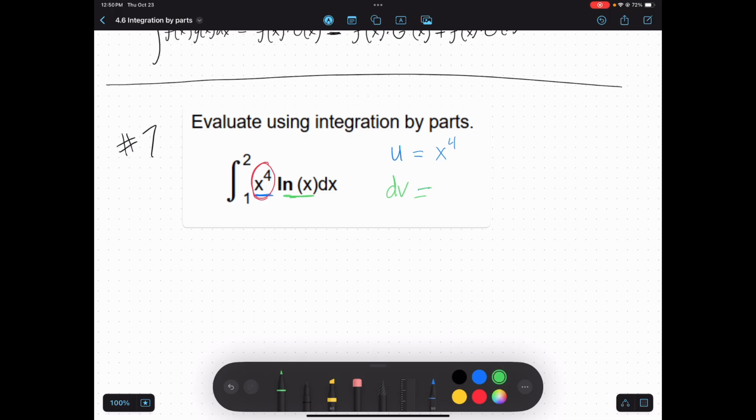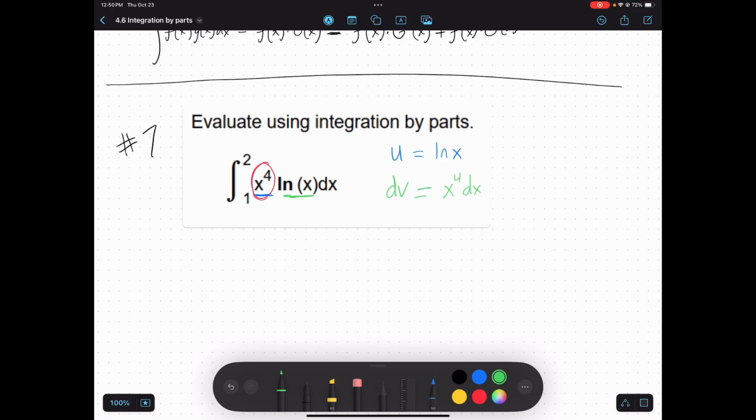But if I do that, I have to choose natural log of x as my integrable function. What's my problem? I don't know how to find the antiderivative of natural log of x. Remember, if you ever have a logarithmic function, you don't have a choice. You have to choose it as your differentiable function. So I have to choose natural log of x as my differentiable function, which means that x to the 4th ends up being my integrable function.